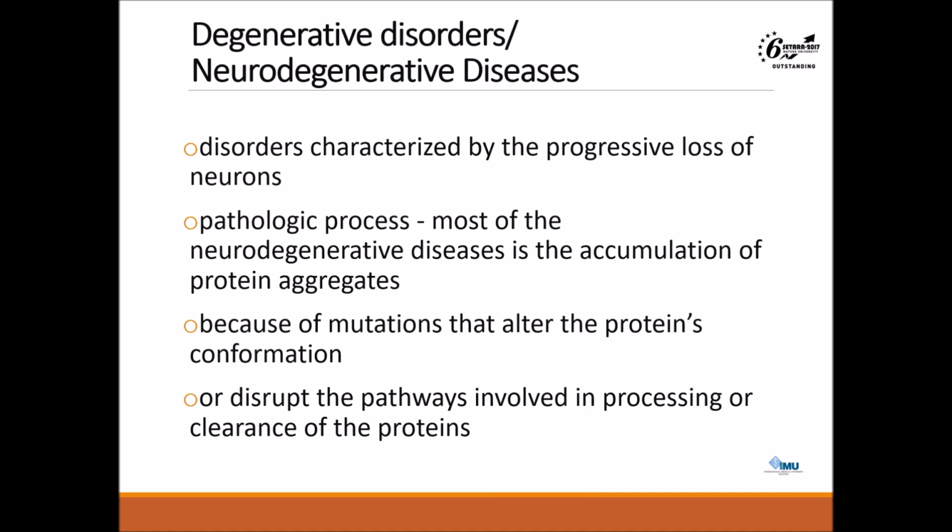Another CNS disorder is degenerative disorders or neurodegenerative disease. These disorders are characterized by progressive loss of neuronal functions. The underlying pathogenesis process, in most of the cases, is an accumulation of abnormal protein aggregates because there is a mutation, altered protein conformations, or disruptions of the pathway involved in processing or clearance of these abnormal proteins.